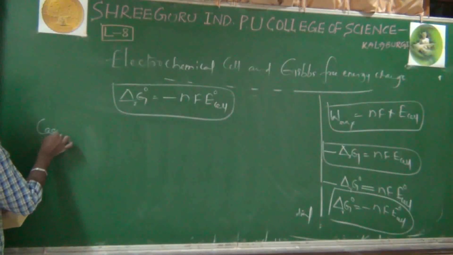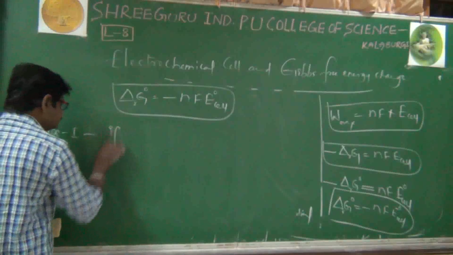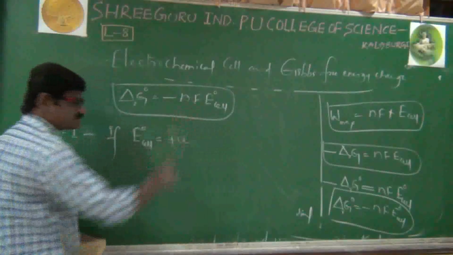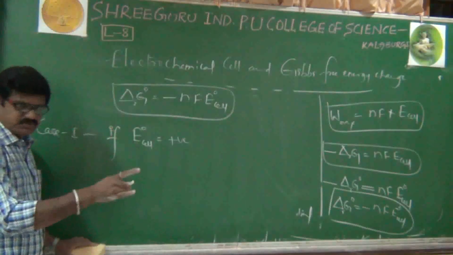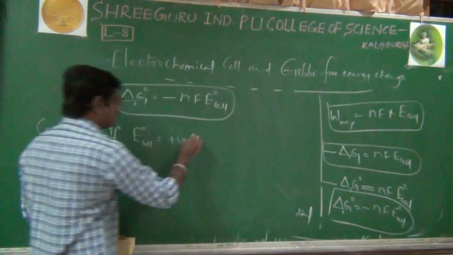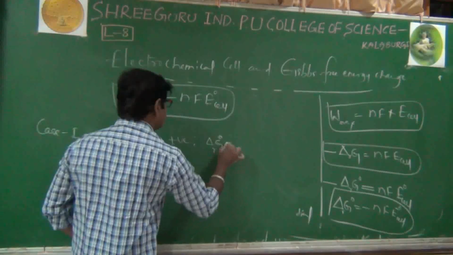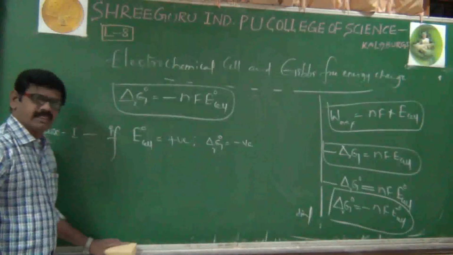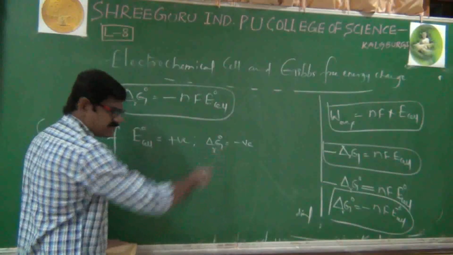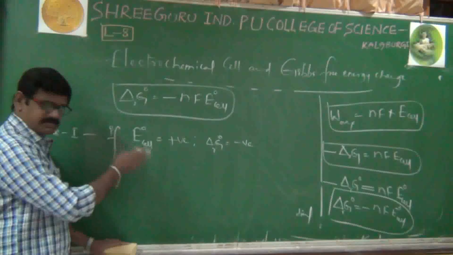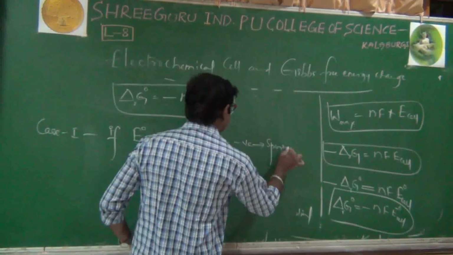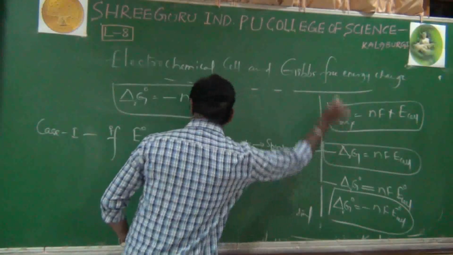Now, case 1: if E naught cell value is positive, suppose you get a positive sign, then if you substitute here, plus into minus, delta G naught value will be negative. I'll repeat. If E naught is positive, delta G naught is negative. If delta G naught is negative, directly we can tell that the process is absolutely a spontaneous process. It is a spontaneous process. That's all.